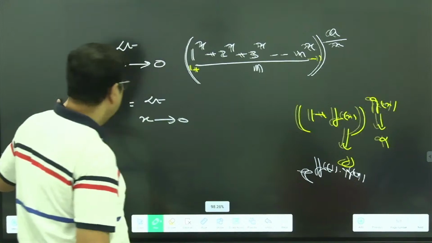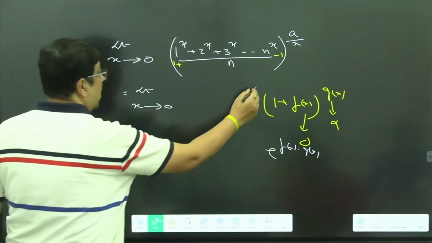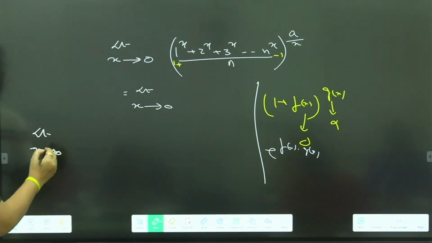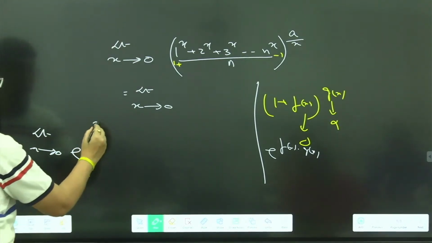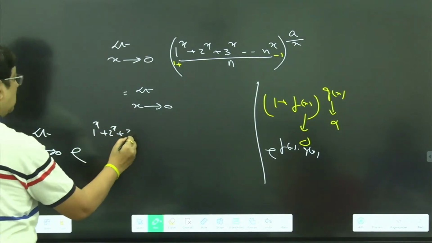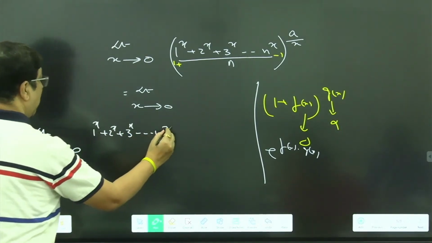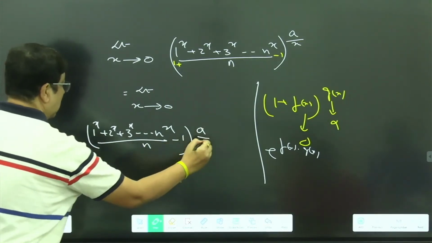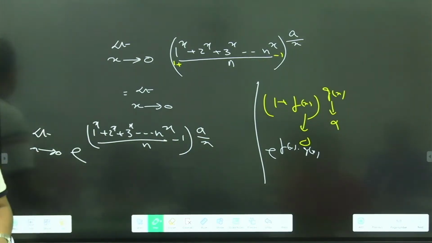Now we can do like this. I am writing here: limit x tends to 0, e to the power (1 to the power x plus 2 to the power x plus 3 to the power x, dot dot dot, n to the power x, total divided by n, minus 1) into a by x. Any clarification, any understanding problem?